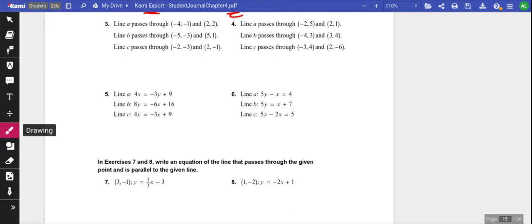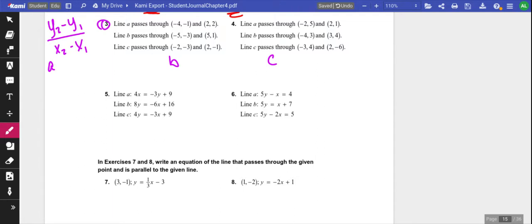Okay, we always want to use that y2 minus y1 over x2 minus x1. All right, so we're going to do the same thing. We're going to do this for A, B, and C. Okay, I'm looking right here at number 3.